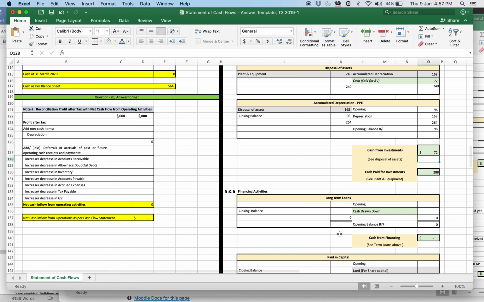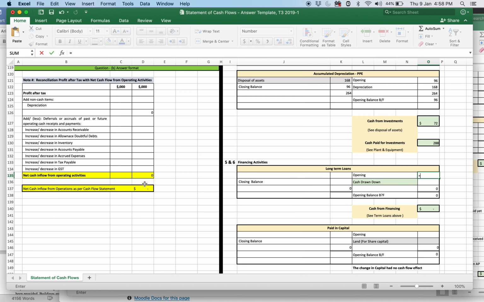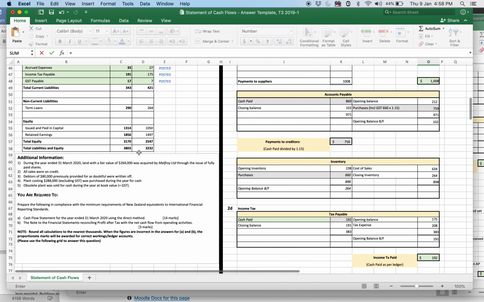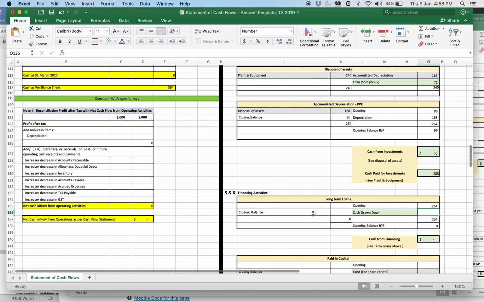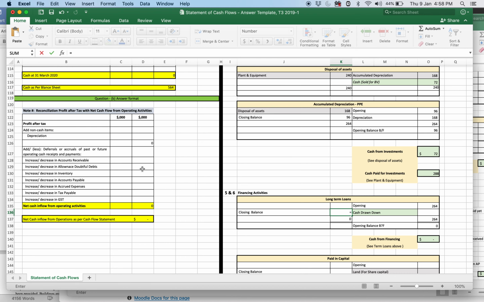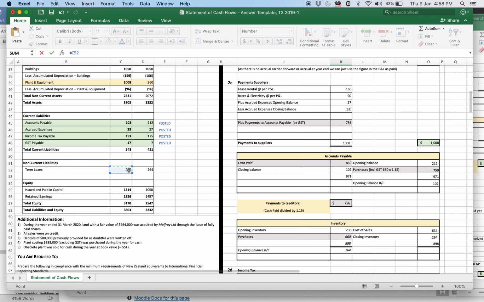Now, getting on to financing activities, 5 and 6. Have we raised any loans or capital, or paid off any loans or paid off any capital? So let's look at the long-term loan. The opening balance on the long-term loan is that. The closing balance of the long-term loan is higher, so it's increased, right?